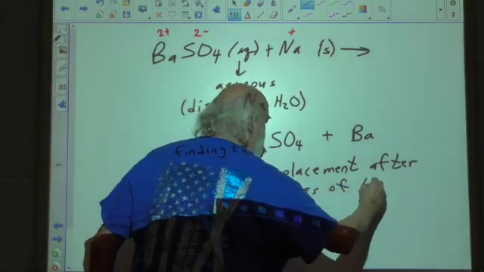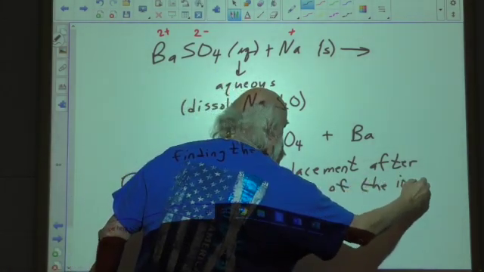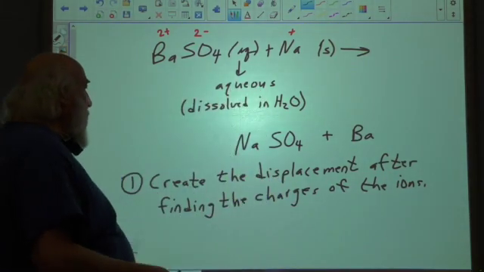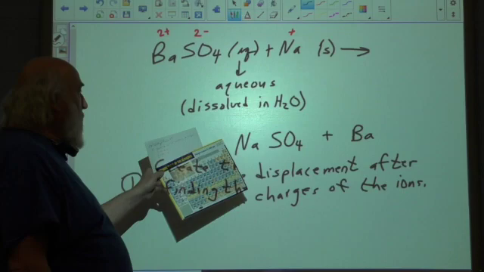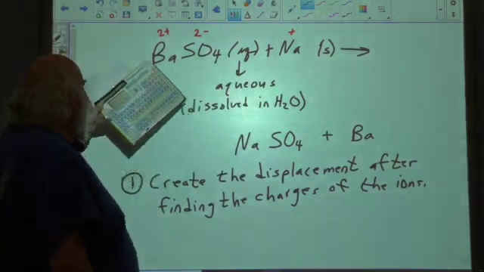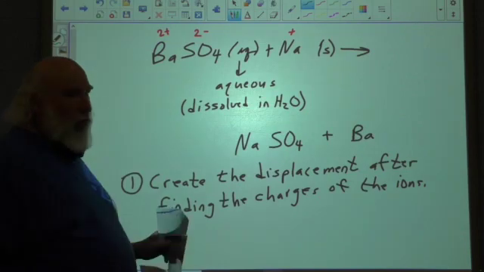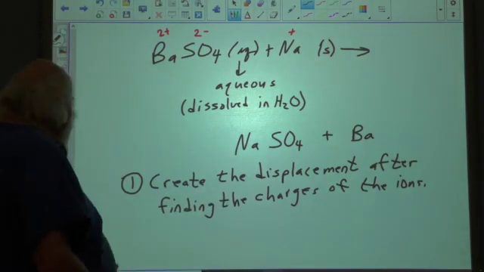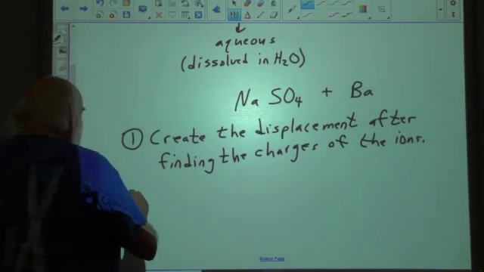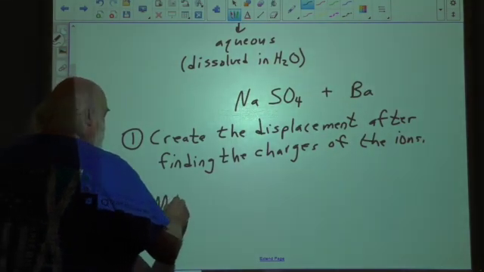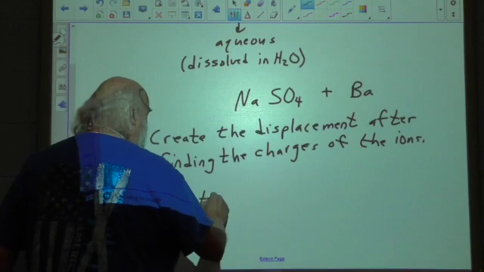The ions. Okay? So you have to find the charge of the ions, and then you create the displacement. The displacement again is the sodium displacing the barium, which is down by itself, and the sodium and the SO4 are hooked up. Right? The next thing we need to do is make the compound formulas correct.